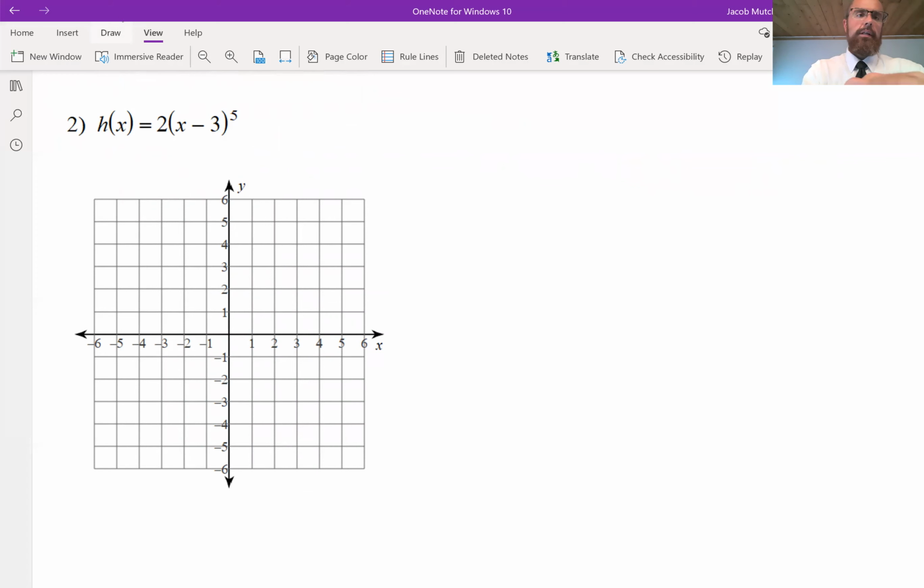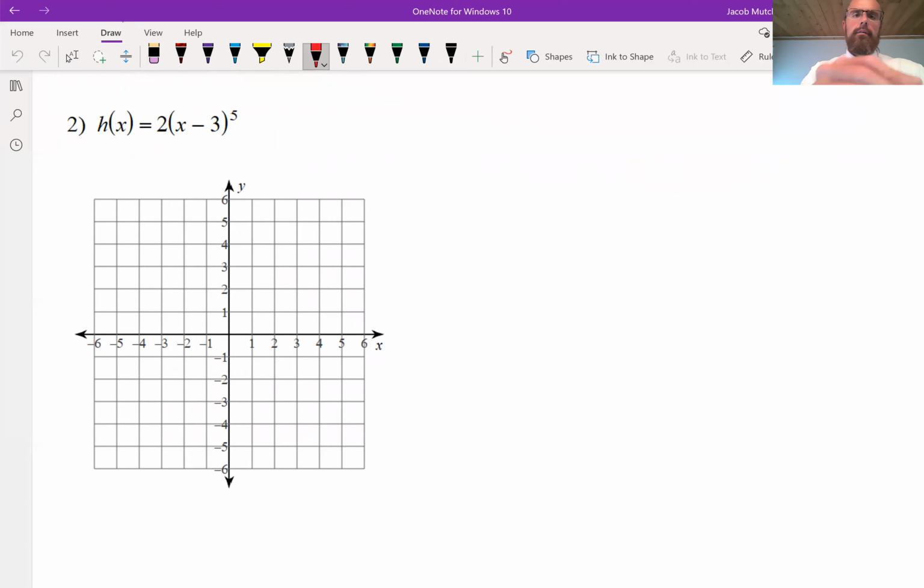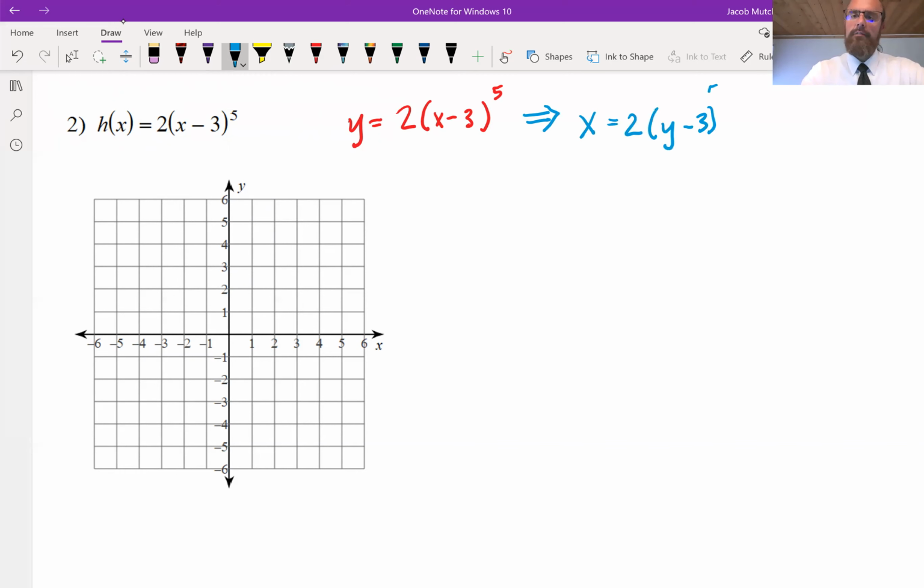The nice thing about writing the inverse is that the steps are very predictable. I'm going to start by writing h of x as y to reduce the clutter. So that equals 2 parentheses x minus 3 quantity to the 5th power. And then recall, I'm going to switch the domain and the range, switch x and y. That'll give me x instead of y equals 2 times parentheses y instead of x minus 3 to the power of 5. And then to write that in a graphable form, I want to solve for y.